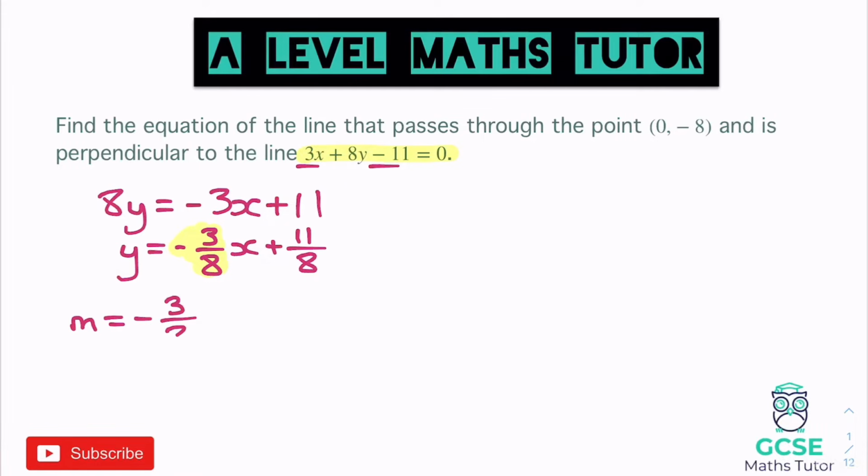our perpendicular gradient, which I'll write as MP, is going to be positive, and then the reciprocal there, 8 over 3. Okay, so doing our negative reciprocal, changing the sign and flipping over our fraction to get our reciprocal. So there we go, we've got our gradient of our line that we're looking for is 8 over 3.